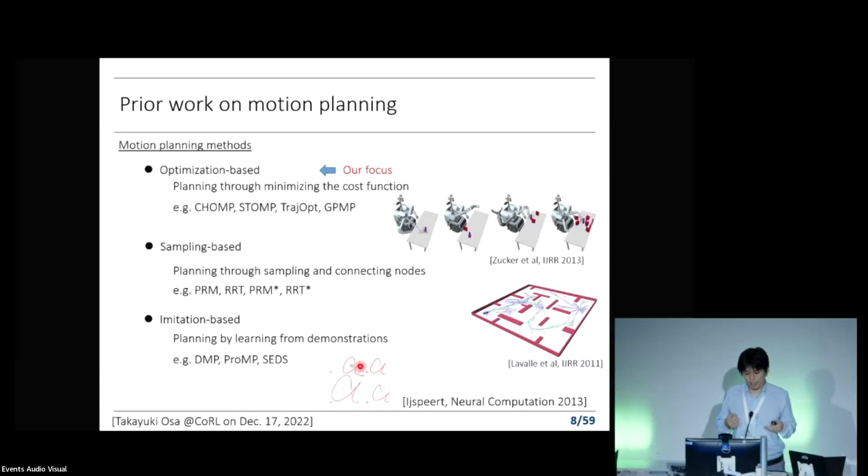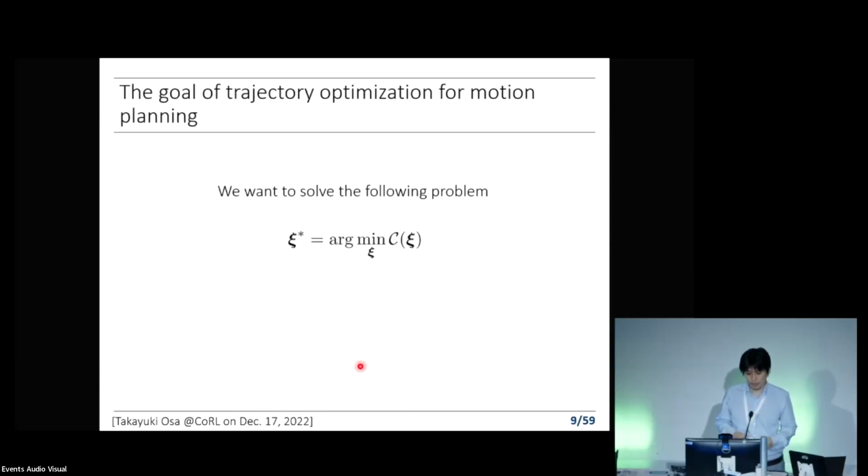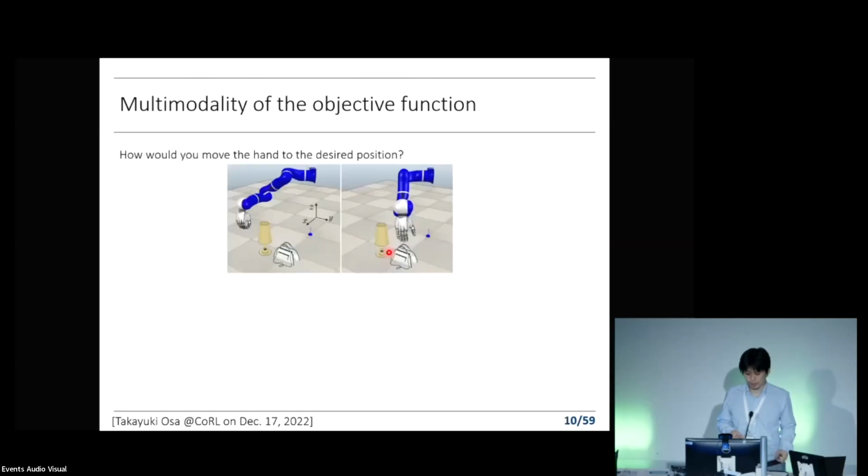However, I believe that the lessons obtained from the optimization-based method will give some insights to other categories as well. Then the problem of trajectory optimization for motion planning can be formulated like this. Here, psi is a trajectory and c is the cost function. The question I ask today is, how many solutions are there?